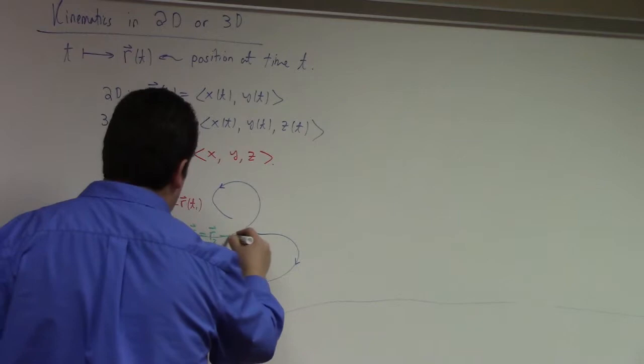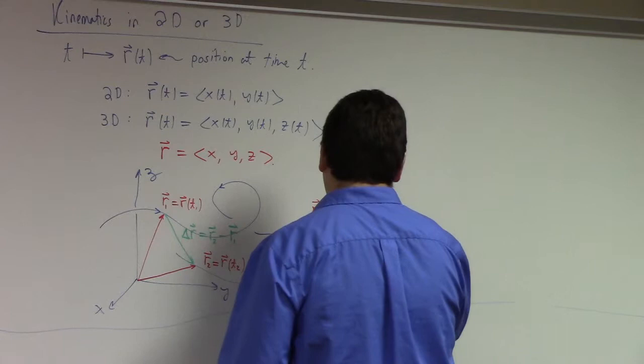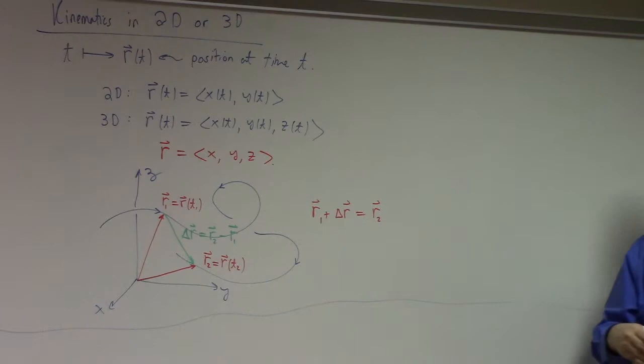And you can easily check that this equation is true. r1 plus the displacement vector delta r is equal to r2, right? If I start at r1 and then I add the displacement delta r, I get to r2. That's the way it works. Conversely, delta r is r2 minus r1. Okay, not saying anything terribly profound yet.